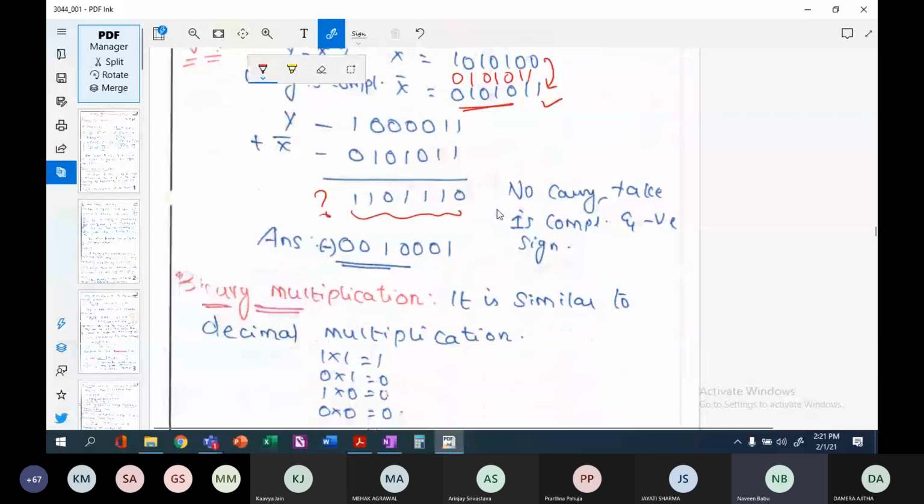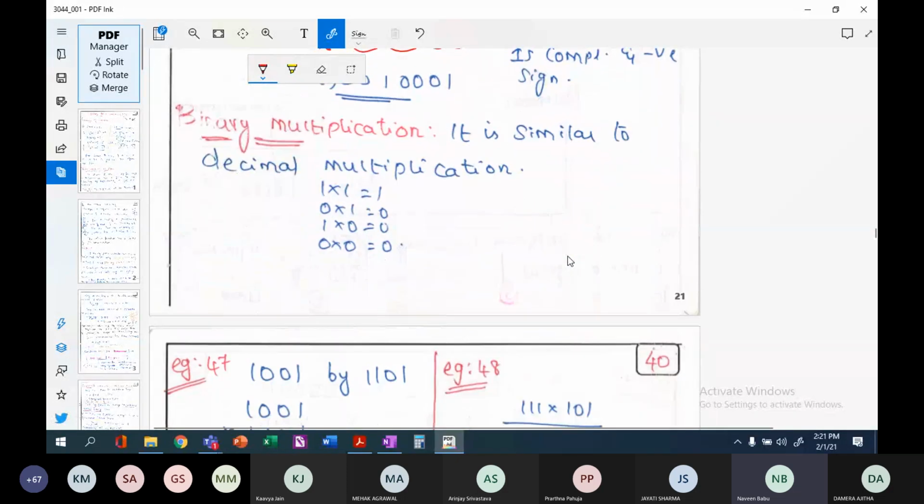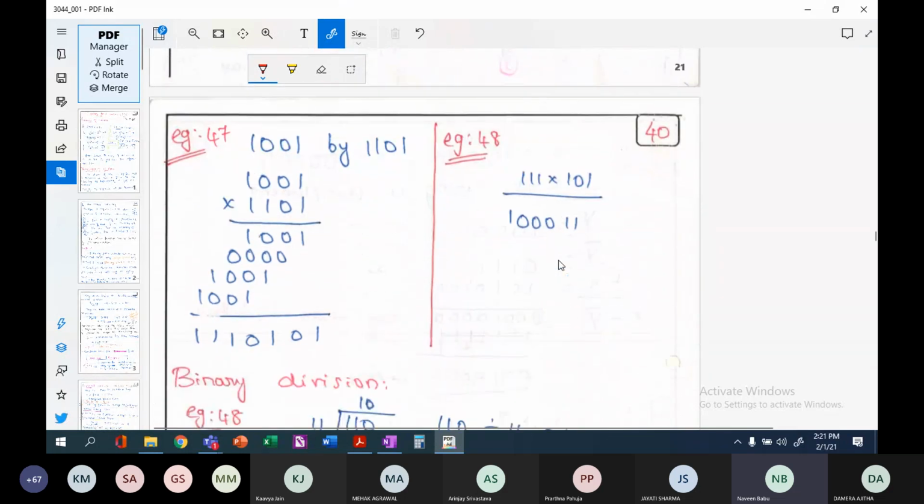Now let us do the multiplication. Multiplication, again, is fairly simple, like your decimal multiplication only. So in binary multiplication, 1 into 1 is 1, 1 into 0 is 0, 0 into 1 is 0, and 0 into 0 is 0. Taking an example here, 10001. So it is similar to a normal multiplication.